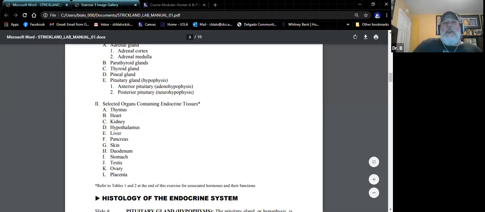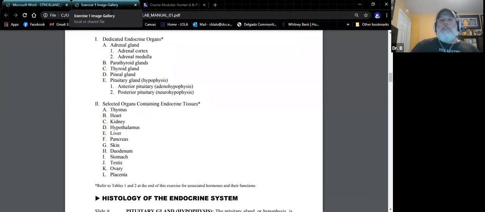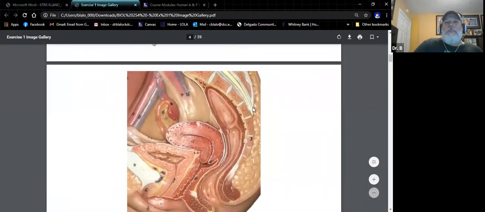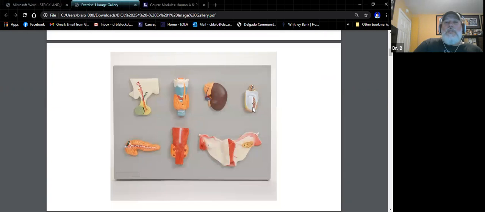So let's take a look at our image gallery, and I'm going to go through the image gallery, and you can go back and watch this again, so you don't have to try to furiously write this down, but I'm going to identify all of these organs and the endocrine tissues associated with them through these different models. So this first board that we have here, this is actually a new model that we just got in, and it shows us a lot of different endocrine organs and endocrine tissues on this model.